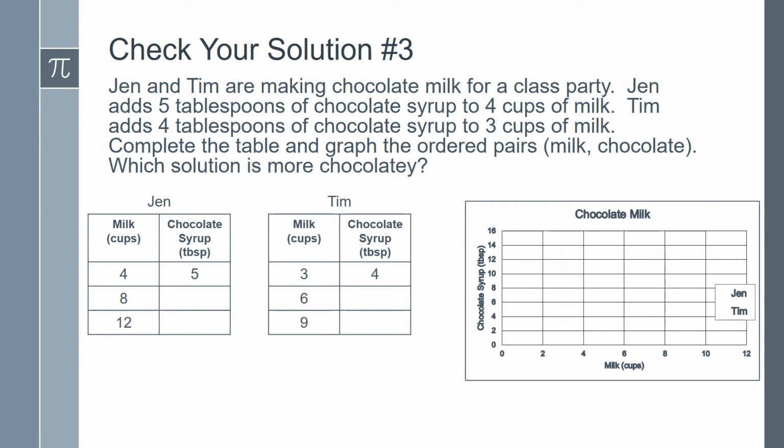The first thing that we need to do is to finish filling in the tables, and then we can fill in the graph. We'll graph Jen's line and Tim's line separately, and then we can see which one has more chocolate in it.